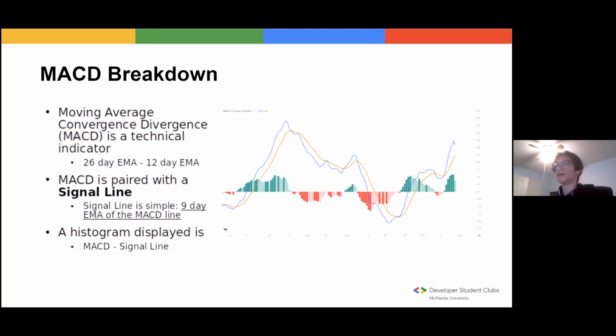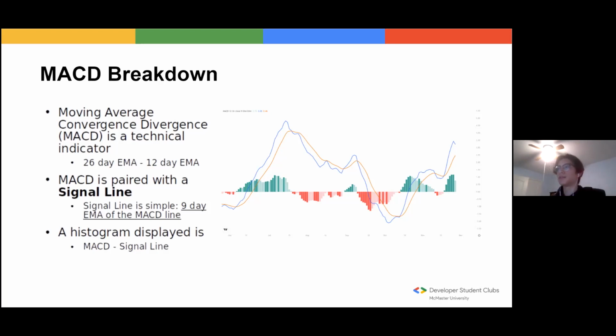So MACD is actually split up into two different lines, the MACD line as well as the signal line. The MACD line is always calculated as the difference between the 26-day EMA and the 12-day EMA. The MACD line is always paired with another line called the signal line, and the signal line is calculated as the 9-day EMA of the MACD line. On the right is the MACD line in blue and the signal line in orange. There's also a histogram which graphs the difference between the MACD line and the signal line.